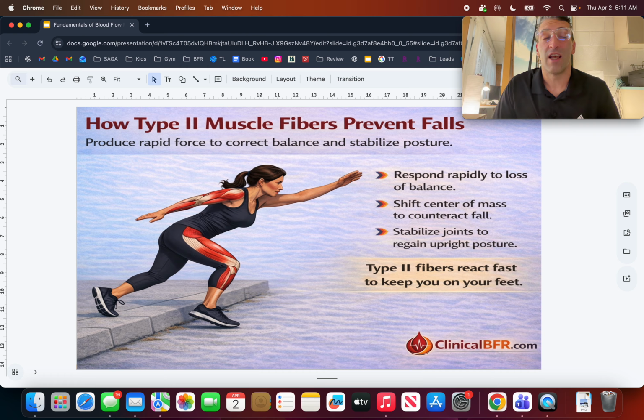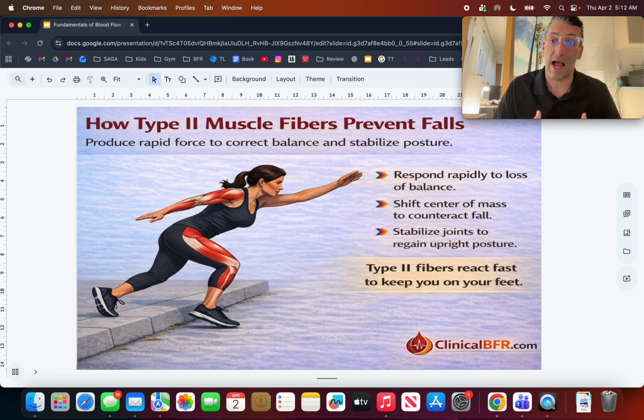As we age, yes, type 2 muscle fibers are needed for fast, powerful, explosive movements, which makes sense for athletics, no doubt. But as we get older, type 2 muscle fibers are what prevent our falls. You catch your foot on whatever it may be, the carpet, the curb, a stair. That next step where you catch yourself, that's a type 2 muscle fiber contraction. Hugely important for our older adults.